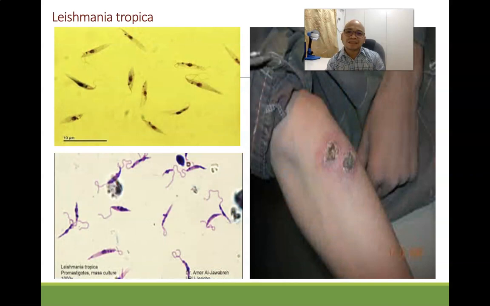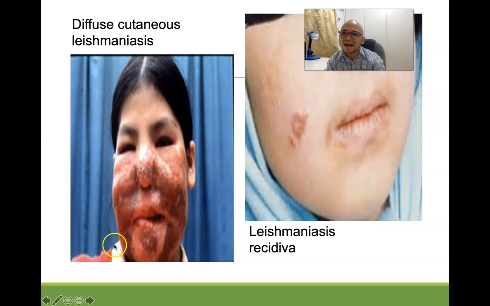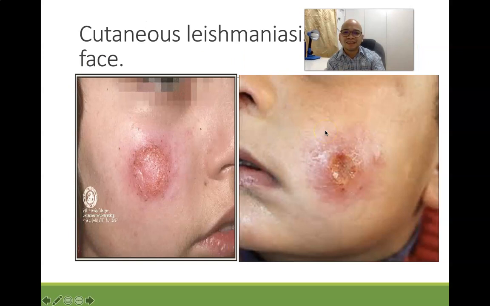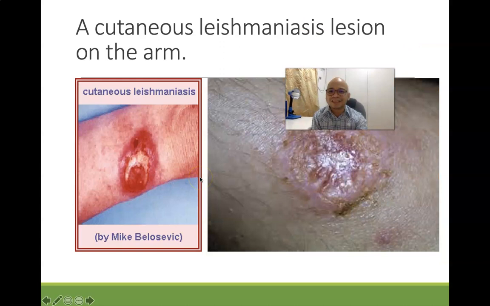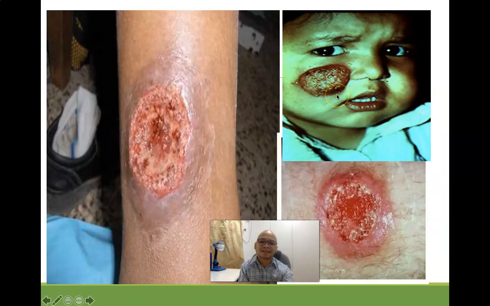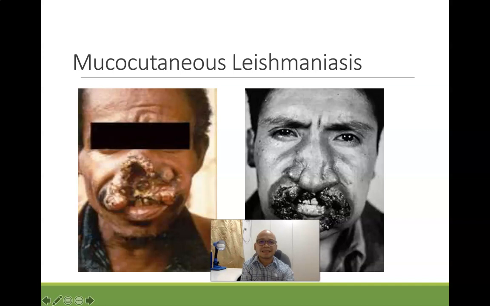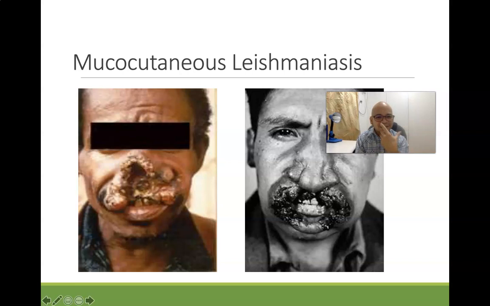Wow, this is the ulceration in Leishmania tropica, and you can see here amastigotes. And then we also have here diffuse cutaneous leishmaniasis affecting the nose, the recidiva. And then here's another example of cutaneous leishmaniasis of the face. Okay, cutaneous leishmaniasis of the arm, the face. And this one, it's kind of sad to have this mucocutaneous leishmaniasis. The mucous membrane and the nose, resulting in the so-called tapir nose.